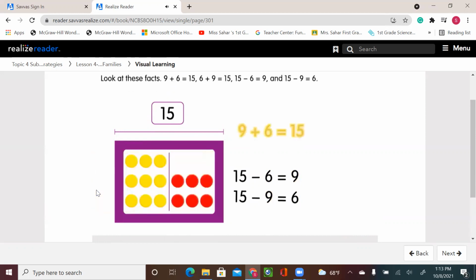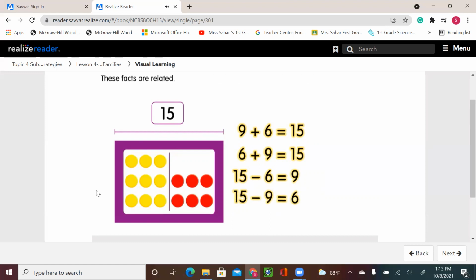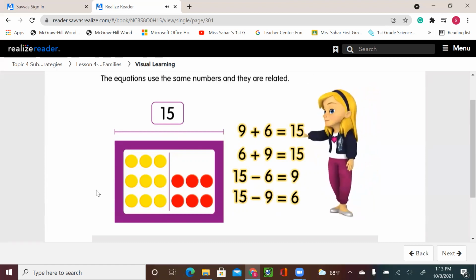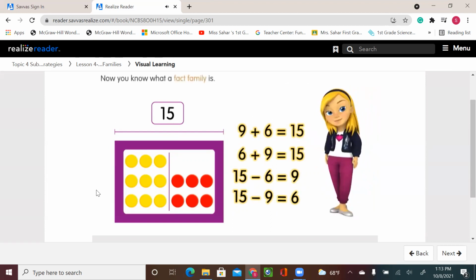Look at these facts. 9 plus 6 equals 15. 6 plus 9 equals 15. 15 minus 6 equals 9. And 15 minus 9 equals 6. These facts are related. They are a fact family. Why are these equations called a fact family? The equations use the same numbers and they are related. Now you know what a fact family is.